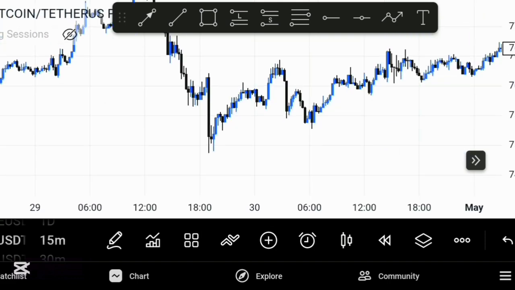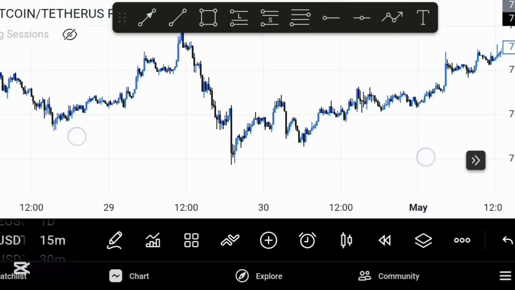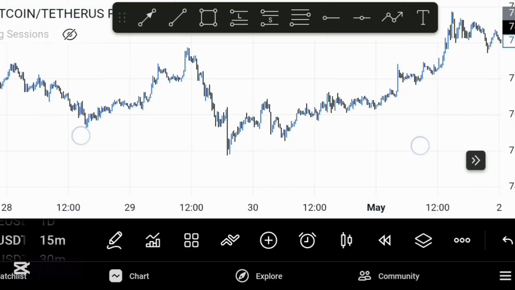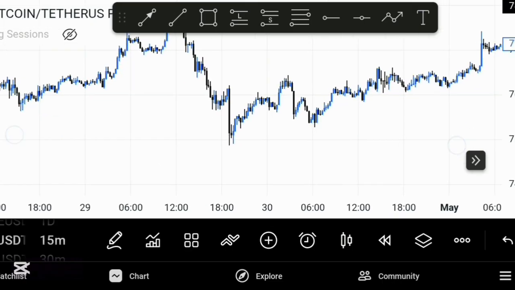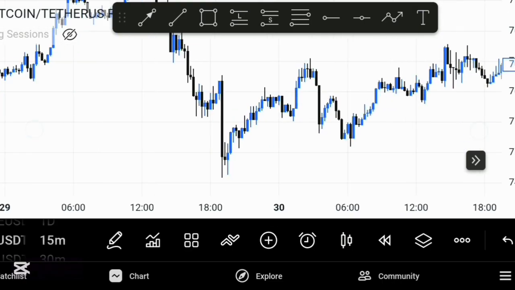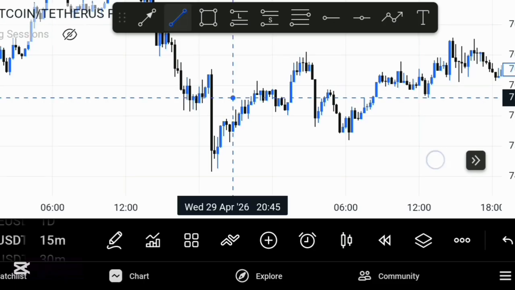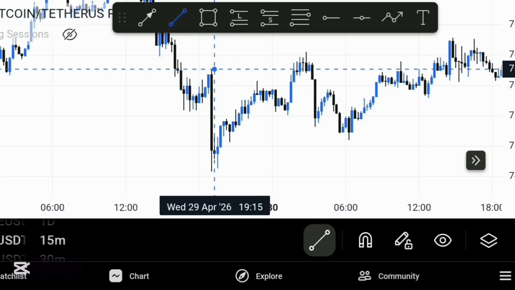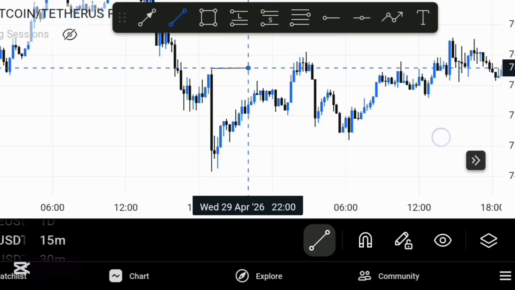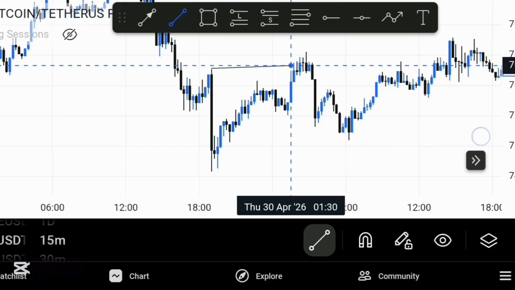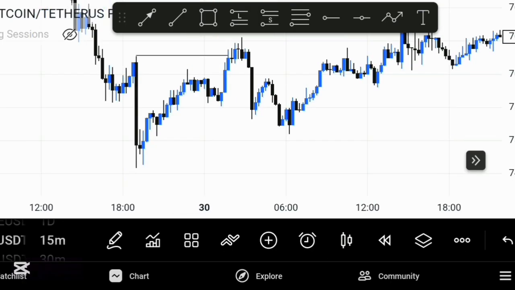So after identifying the trend, if it's a bullish or a bearish trend, we're going to mark out the swing highs and swing lows. After marking that, we'll bring our line here and mark it at the recent swing high. So here's how we mark it. We'll mark it like this. So yeah, this is our break of structure.